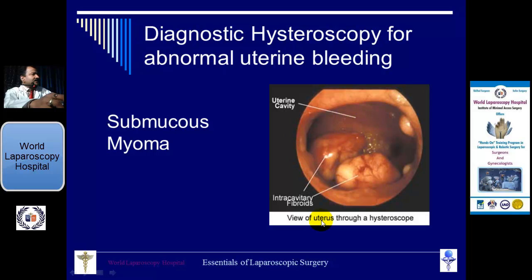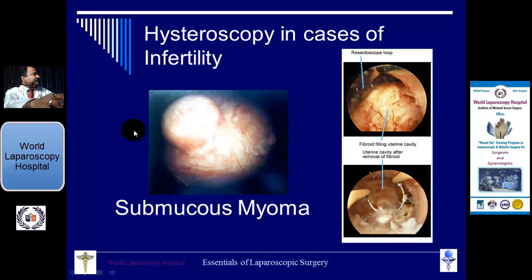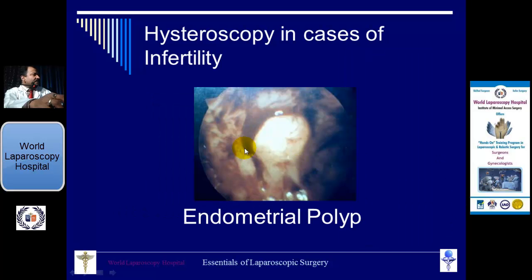These myomas are used, and if you want, with the hysteroscopy you can do resection of the leiomyoma. Septate uterus. This is a submucous myoma, and this is a loop electrode. Tomorrow I will put you to this practical of using the loop electrode. You can use it and take it out.